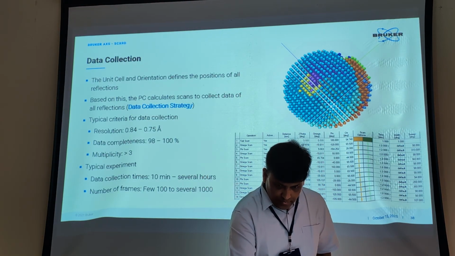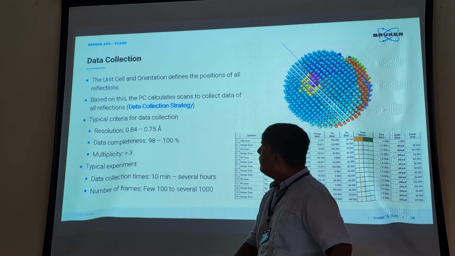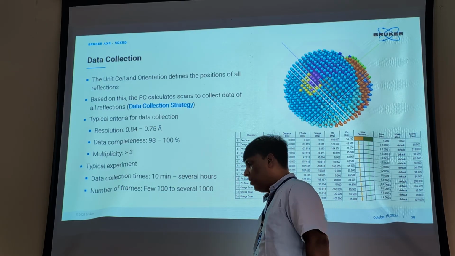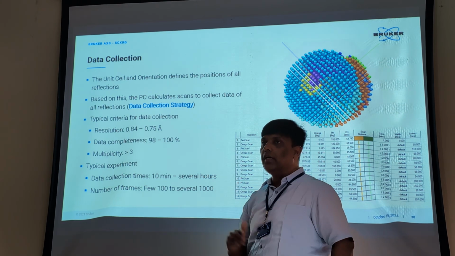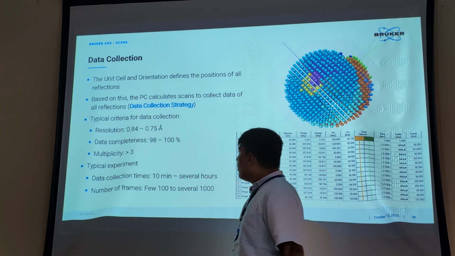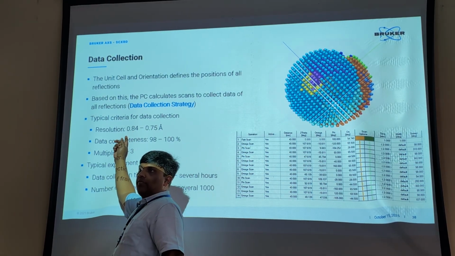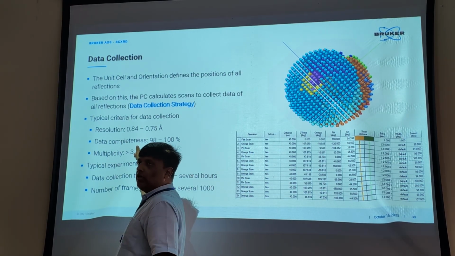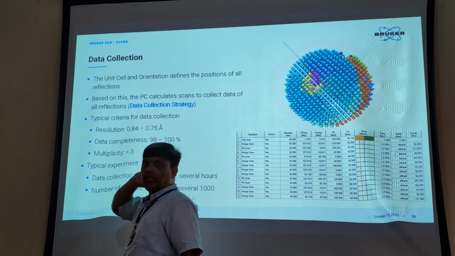Once you get the preliminary scan, there are some criteria for the data collection. You just cannot get the preliminary scan and say okay, it's done. It's your proof, but you need to satisfy certain criteria. You need to have a resolution of your data minimum up to 0.84 angstrom, a completeness of your data of around 98 and above, up to 100%, and multiplicity should be greater than 3.